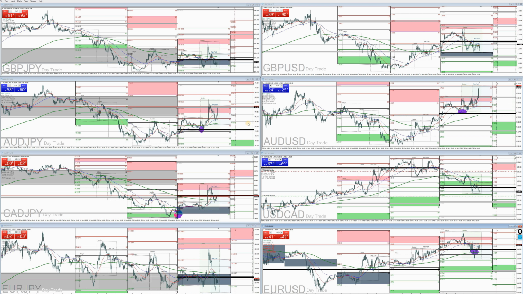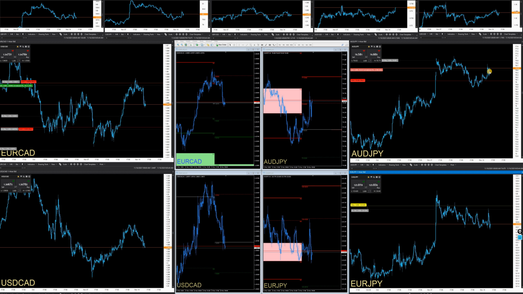The Australian strength is really hurting my four horseman trade. There we go. That's the Australian strength there. So it's battling the yen strength.